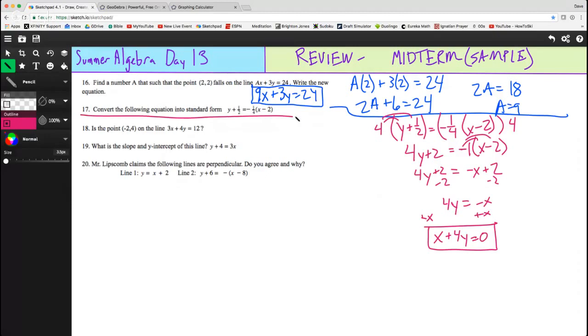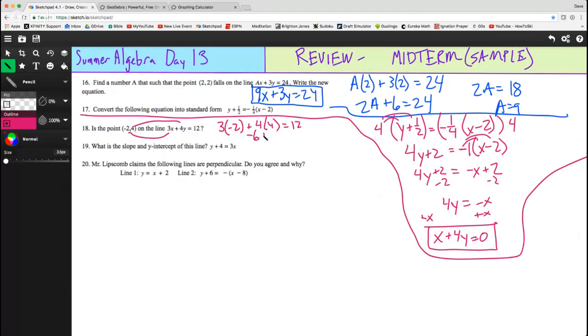Let's separate that guy off. Is negative 2, 4 on that line? Well, we just plug in our x for x and our y for y and see if it's true. 3 times negative 2 plus 4 times 4. Does that equal 12? Does negative 6 plus 16 equal 12? No, it does not. Substituting the point in does not make it true, so it is not on the line.